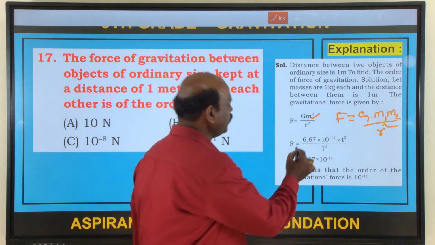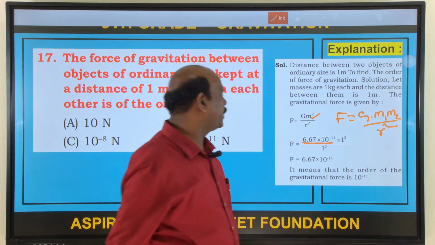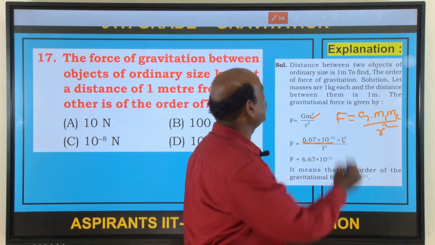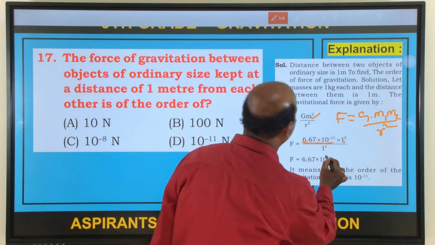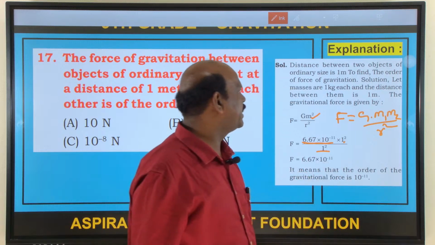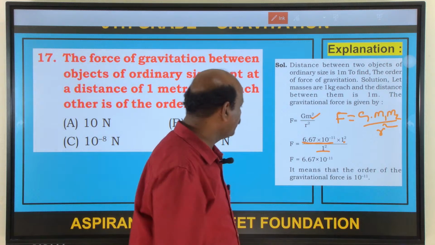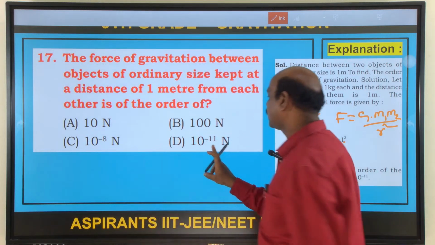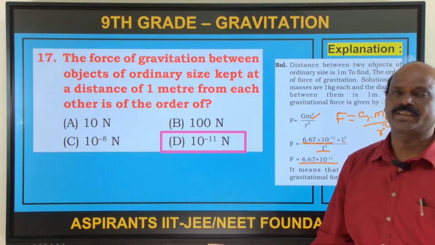Then substituting the values, 6.67 into 10 power minus 11 into 1 squared, because the mass is 1 and the distance is also 1, an ordinary size of mass is taken. So the answer will be of the order of 10 power minus 11 newtons.